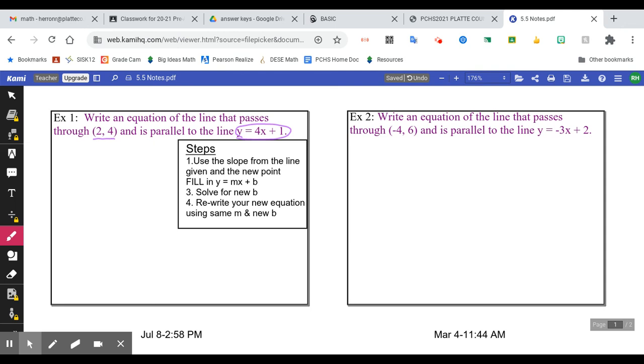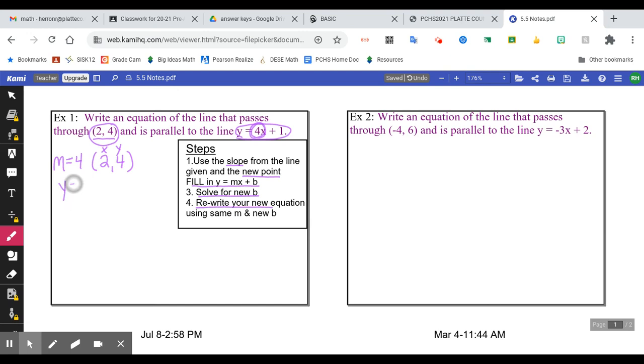Okay, let's use the steps. Use the slope from the line given and the new point. Okay, because if it's parallel, the slope is going to be the same. Well, here's the slope they gave us, 4. So my slope is also going to be 4 because they're parallel. And my line goes through this point, (2, 4). After you get that, the rest is exactly the same that we've been doing in all 4 lessons before this. This is m, this is x, this is y. Let's plug it in. Fill it in for what you know, solve for b, rewrite your new equation.